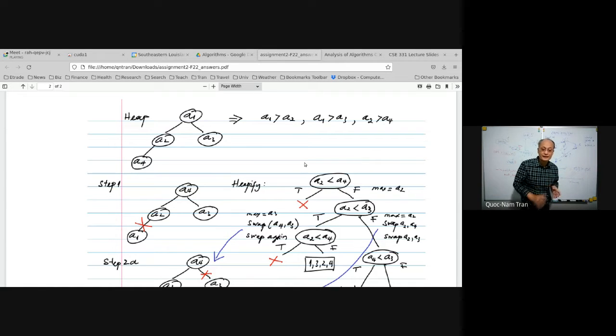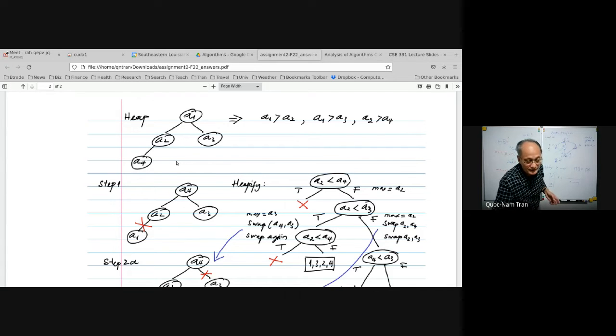So that's why I said that you need to build the decision tree for the heap A1, A2, A3, A4, right? So that said, you already have a heap, and because it's a heap, we have a few constraints. For example, A1 is the biggest one, meaning that A1 is greater than A2, A1 is greater than A3, and A2 is greater than A4, right? So based upon that, we will build our decision tree.